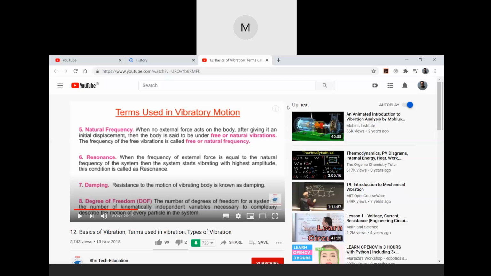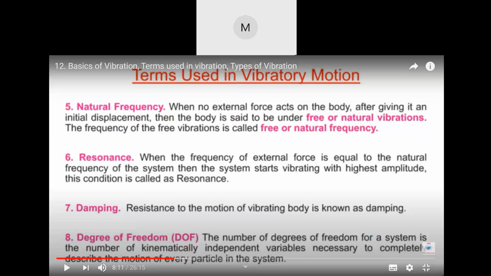So that we can derive one equation based on these degrees of freedom, and we can solve. It is most important to know what the degree of freedom is. Can you see the screen now? Yes, sir. Ask me for any doubts. If you have any doubts, you'll ask me.